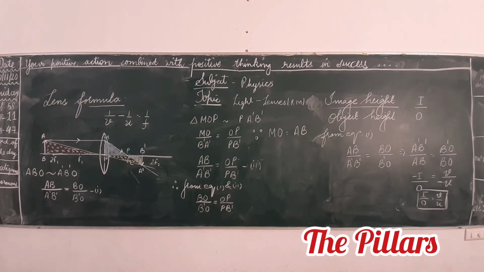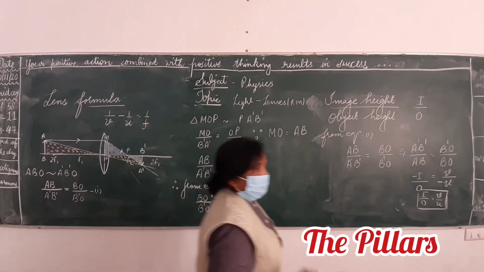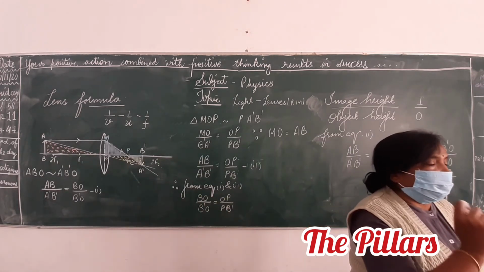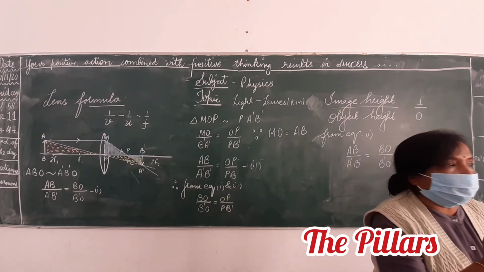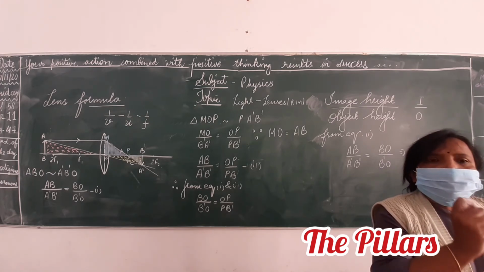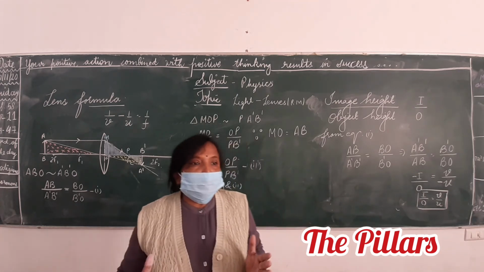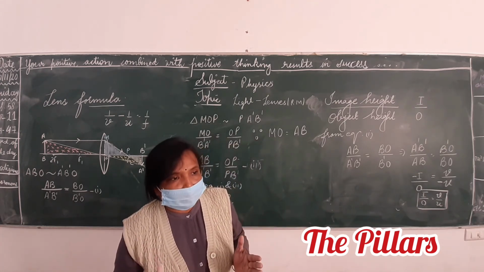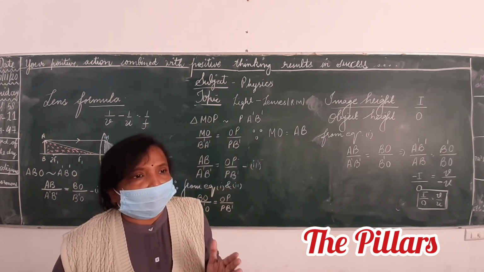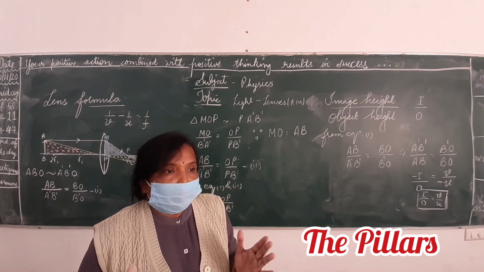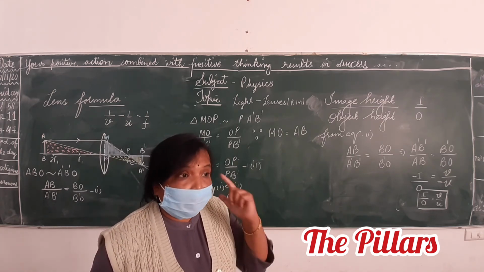So you have proved the lens formula. What is the lens formula? 1 upon V minus 1 upon U is equal to 1 upon F. V stands for image distance, U stands for object distance, and F stands for focal length. What is the sign convention you should keep in mind, children?